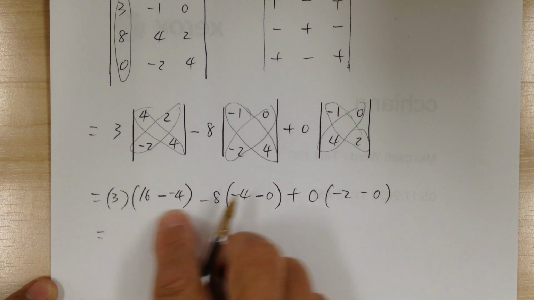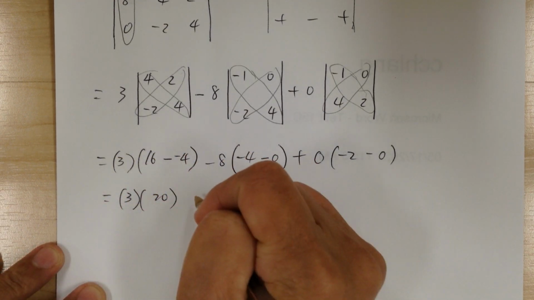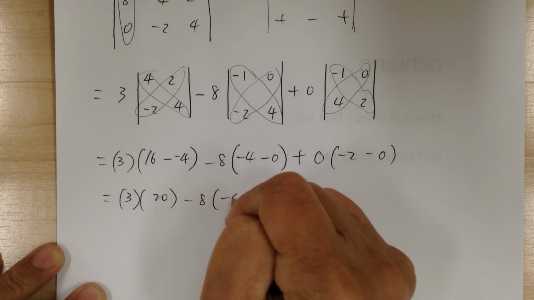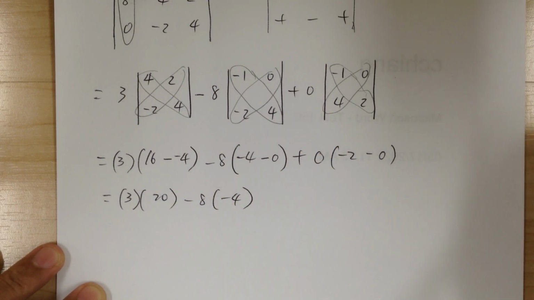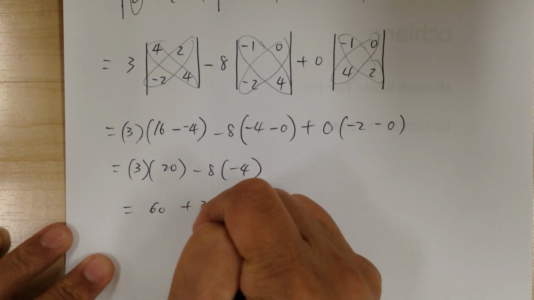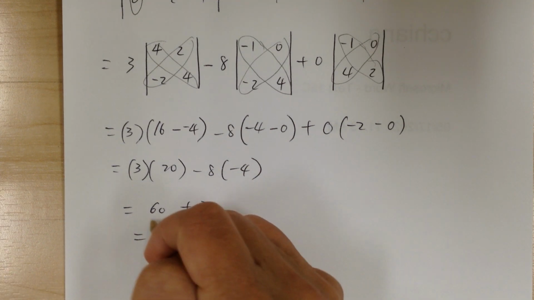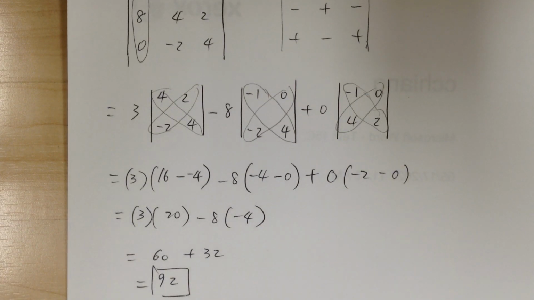Okay, the next step is work out the inside here. So this will equal to 3 times 20 minus 8 times -4. Do it step by step, okay? So that way you can cut down a lot of careless mistakes. So this equal to 60 plus 32. So this is equal to 92. Okay? So that's how you do expansion by minor.